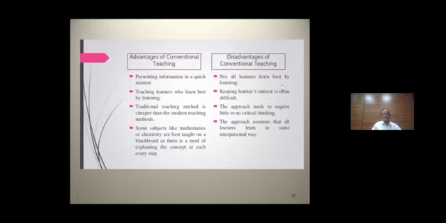There are certain advantages of conventional teaching, but that is not going to help us a lot in the future. The disadvantages are prominent, and they are going to create a lot of problems for getting placement for our students. Therefore, we must move to the new method that we are going to discuss for the 21st century. Next.